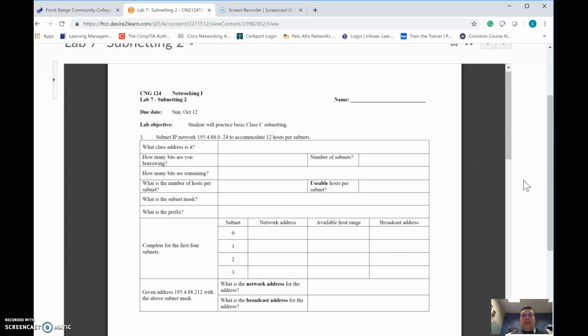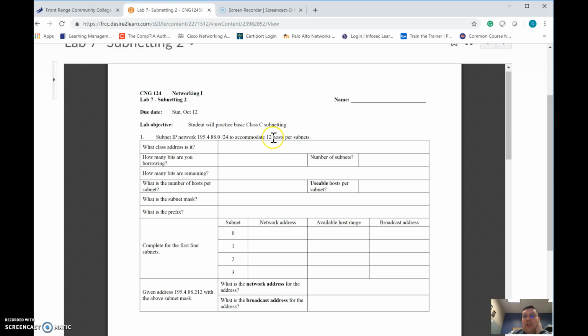I hope I have an old date on there. So let's see. I give you 195.4.88.0 that requires 12 hosts per subnet. And hopefully I get everyone's errors in here. I left you feedback on all the assignments.